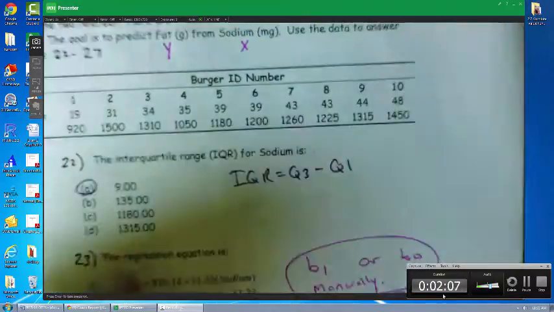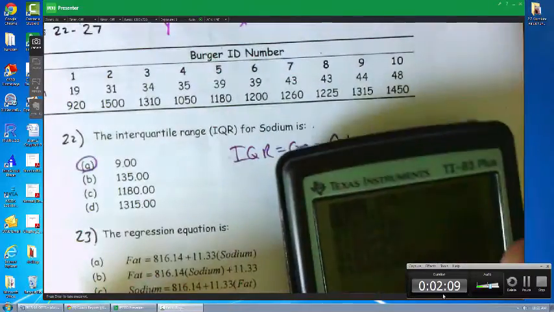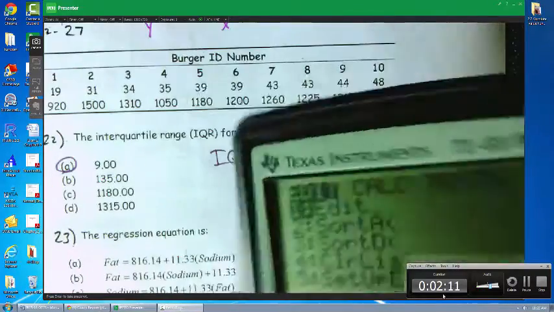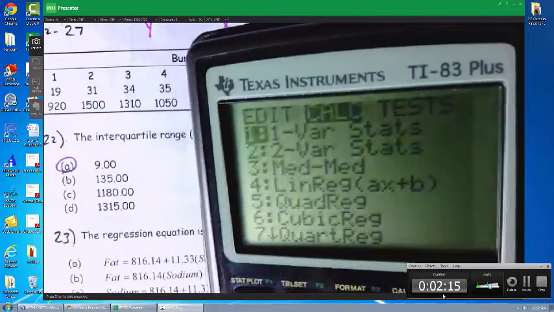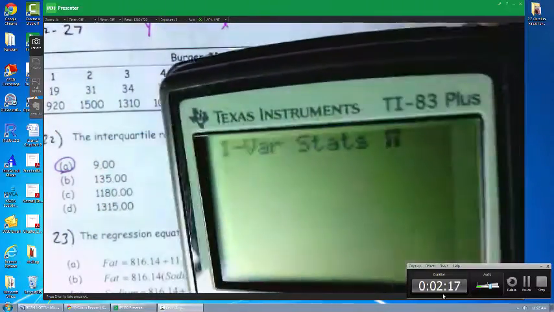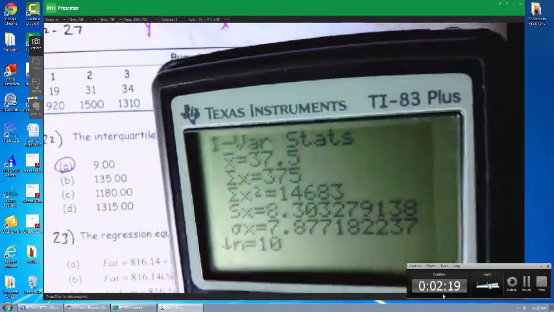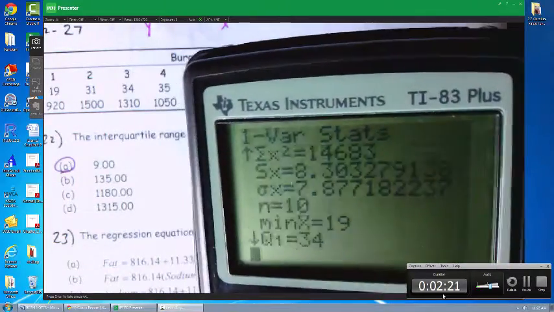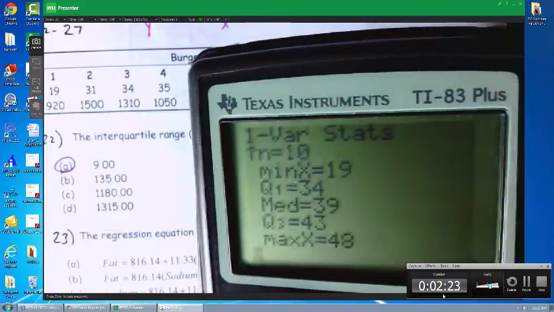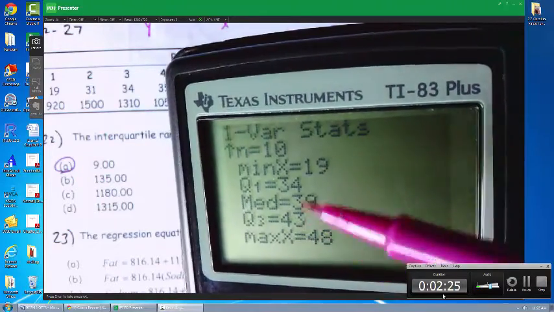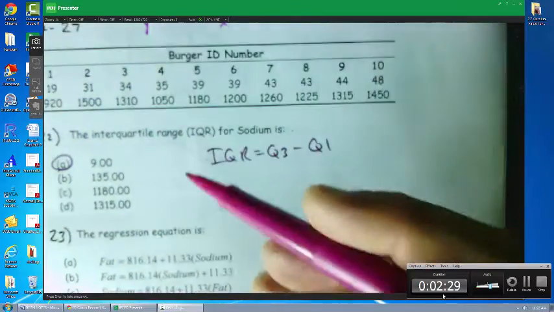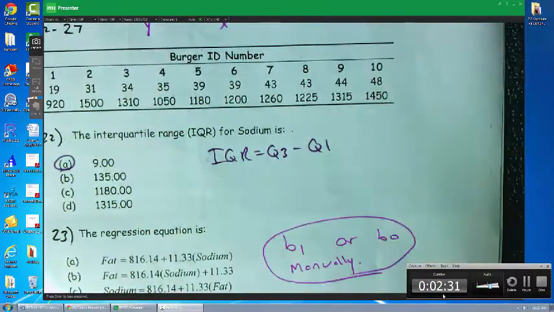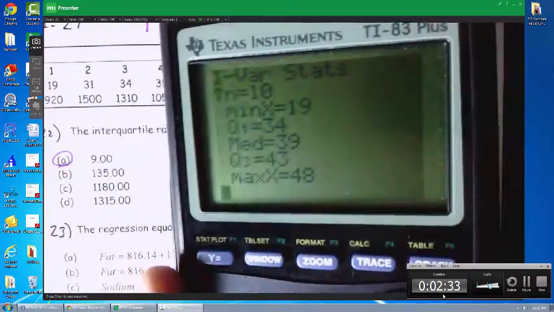Going back to 22, finding the interquartile range for sodium. The way you can do this is you go over here to calculate one variable stats. Our sodium was list 1. And it gives you a bunch of data. If you scroll down, it gives you the 5-number summary. It gives you Q3 is 43, Q1 is 34. 43 minus 34 is 9. So you can use the calculator to get that information.